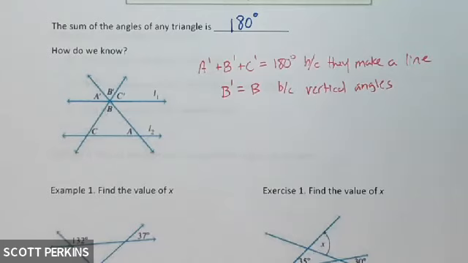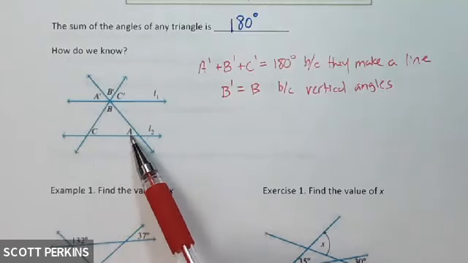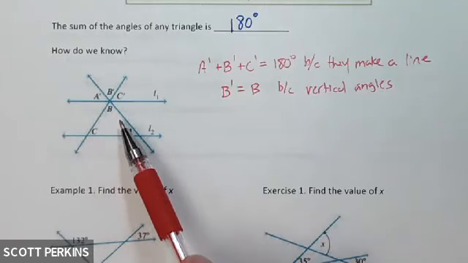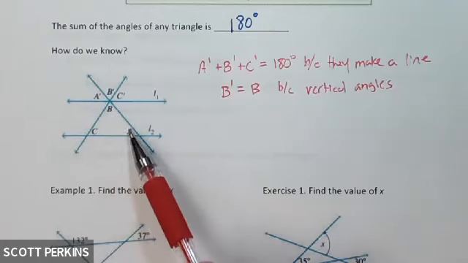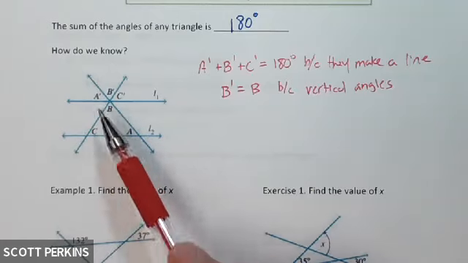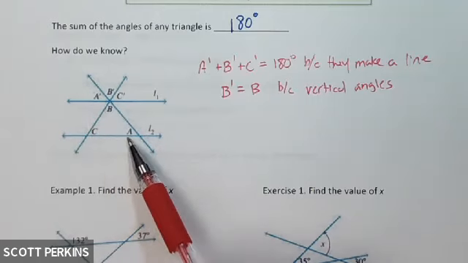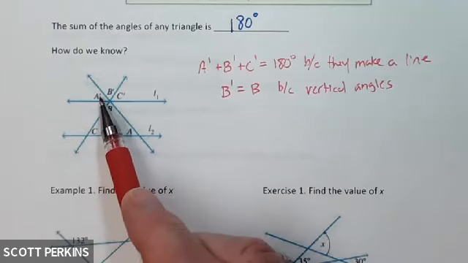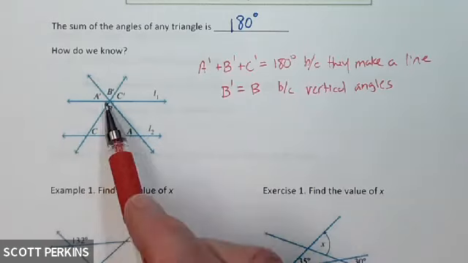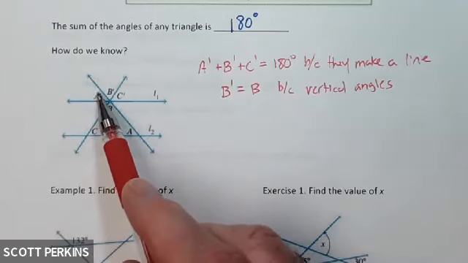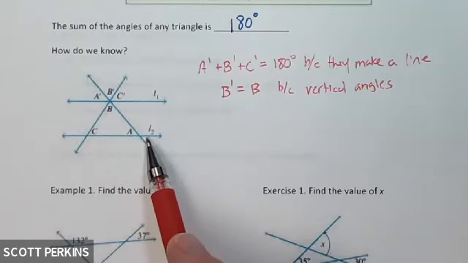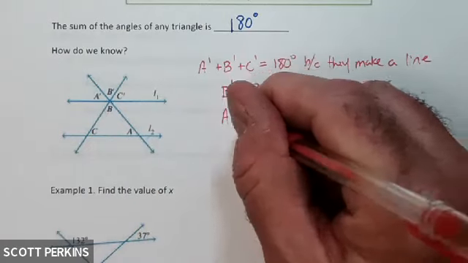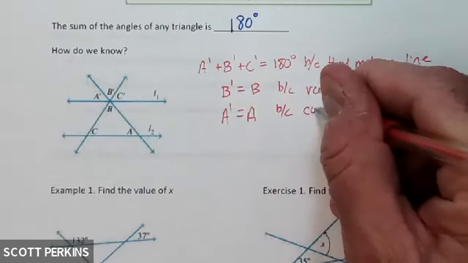Okay, now I know we have two transversals cutting through those parallel lines, making that triangle. But looking at A, and A with the apostrophe, what kind of angles do those look like? I'm going to tell you up front, they're equal. But which of the relationships that we saw at the end of the last section are they? They're corresponding, right? They're both in the same position, on the left and above the parallel line. So A apostrophe equals A because they are corresponding.